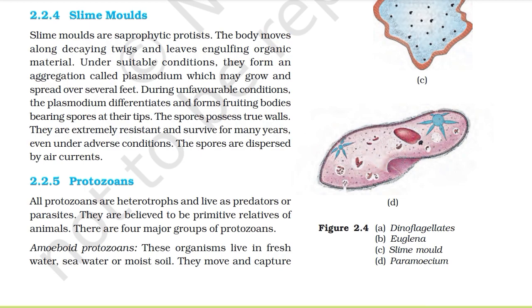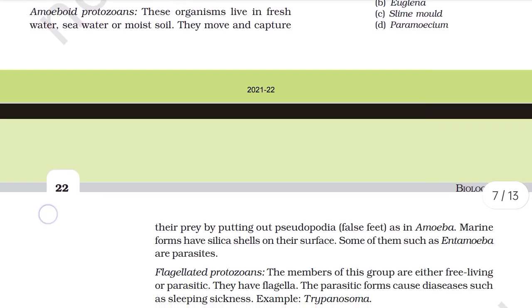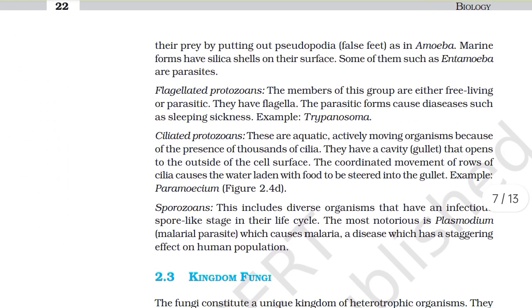Protozoans. All protozoans are heterotrophs and live as predators or parasites. They are believed to be primitive relatives of animals. There are four major groups of protozoans. Amoeboid protozoans. These organisms live in fresh water, seawater, or moist soil. They move and capture their prey by putting out pseudopodia, false feet, as in Amoeba. Marine forms have silica shells on their surface. Some of them, such as Entamoeba, are parasites.